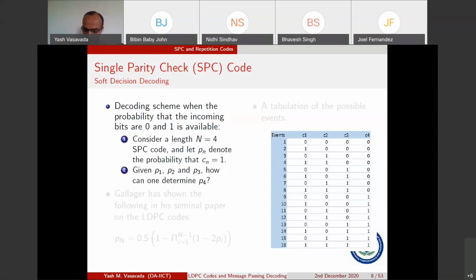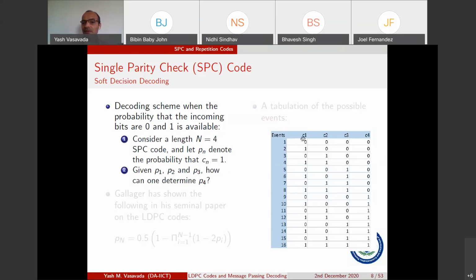Yes, sir. So now my question is, what will be a way that you can determine P4 mathematically? This is a high-level answer I gave you. How would you be able to determine P4 mathematically? And to answer that question, this is the table that you may consider.